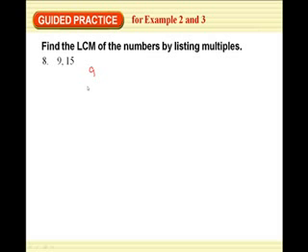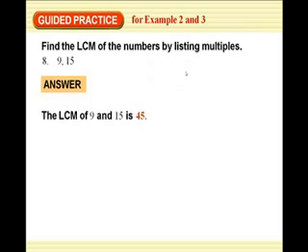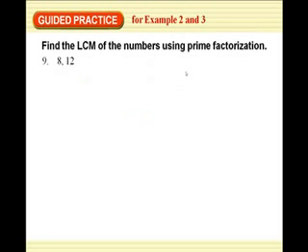9 and 15. 9, 18, 27, 36. 15 is 15, 30, and 45. Look there again, 45. Okay, now it says use prime factorization. So we take the 8, we break it down, 2 times 4, 4 is 2 times 2. So I'm done with those. So that's written 2 to the third.